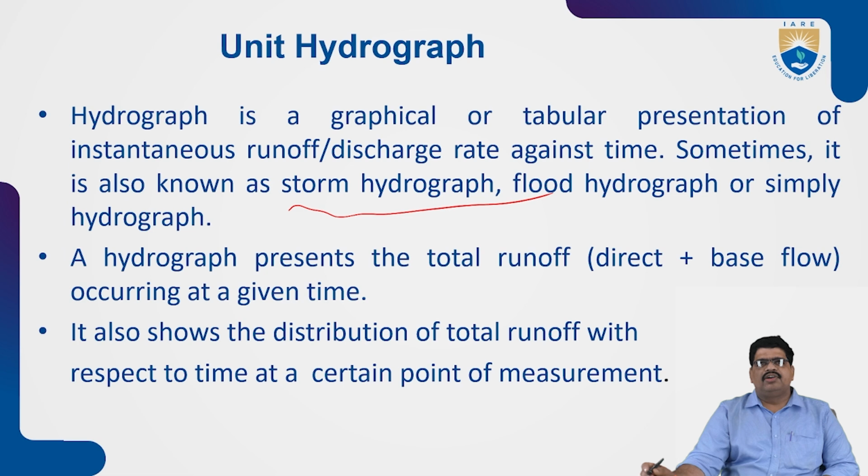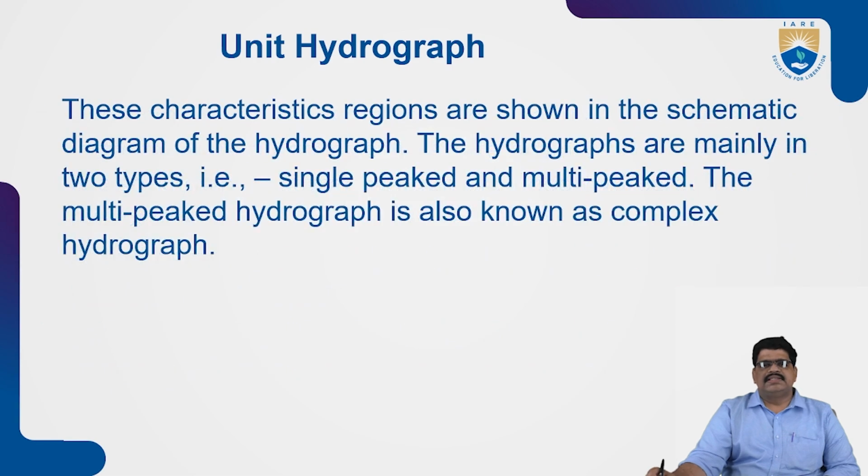The hydrograph represents the direct runoff and base flow occurring with respect to a given time or duration. It is also the distribution of the total runoff with respect to time, which can be measured at a certain point. Let us see the schematic diagrams of the hydrograph.